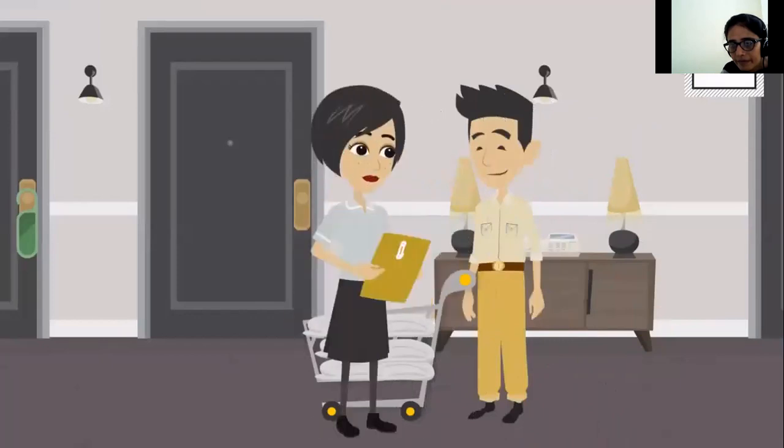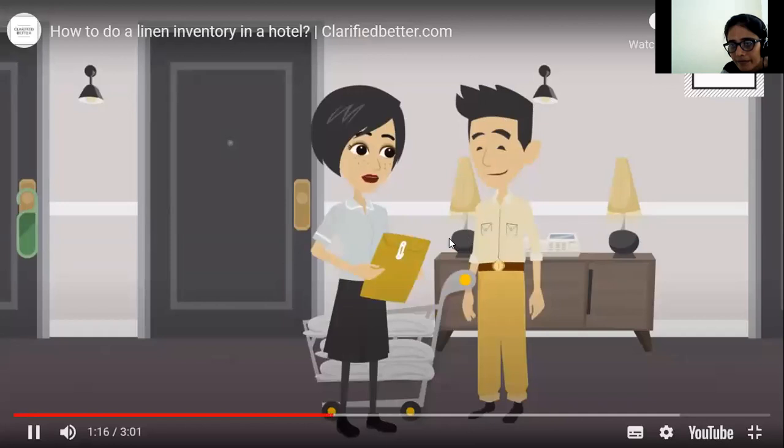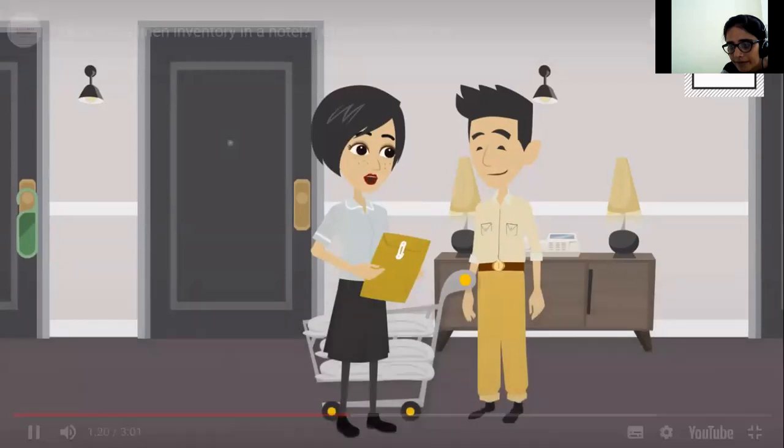In this sheet, we have the room numbers and the various types of linen used in every room written in it. In this inventory, all the room numbers and all the linen are written in the inventory sheet, right? We have the fresh linen with us. Now the linen room will be locked, and they will count all the sheets available with them.